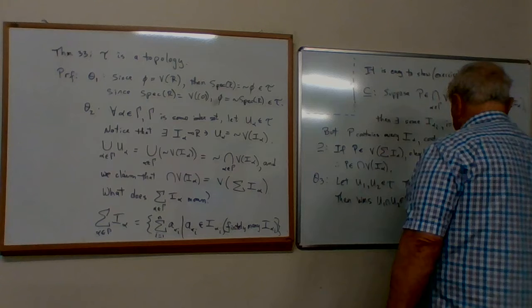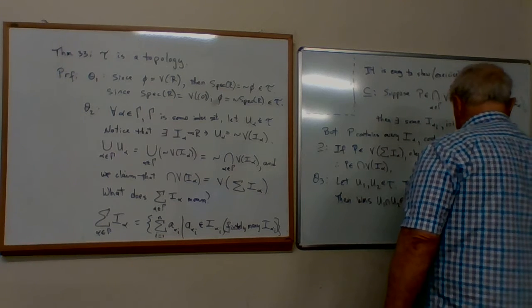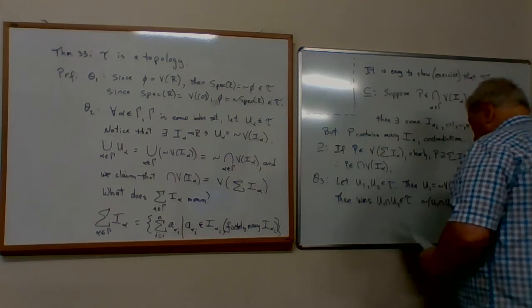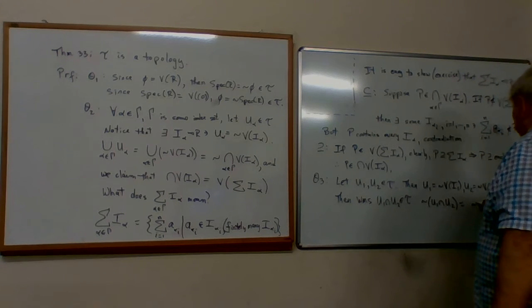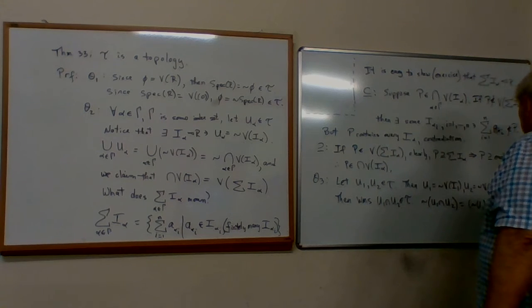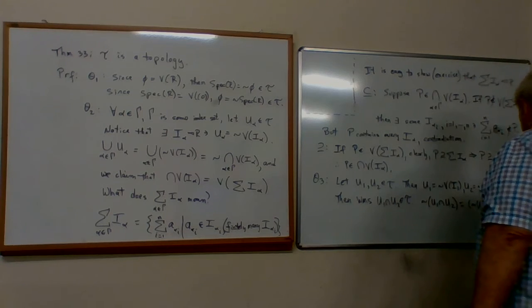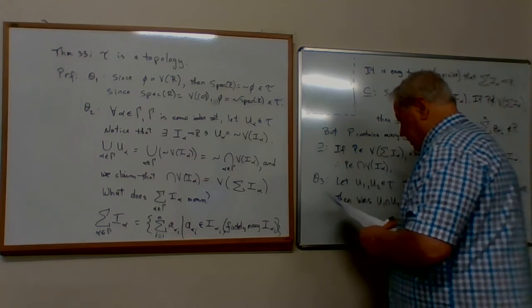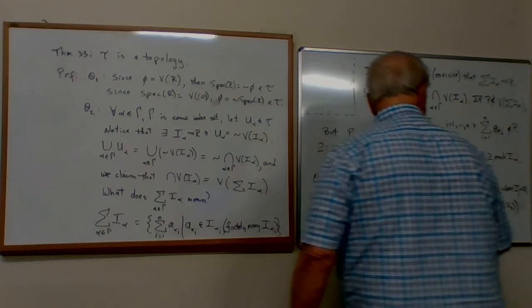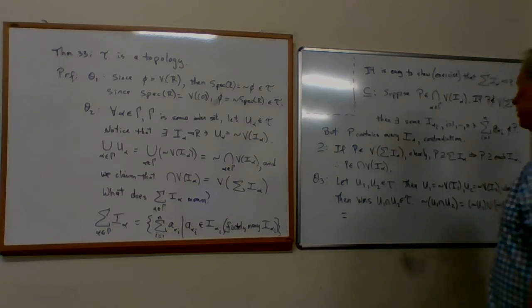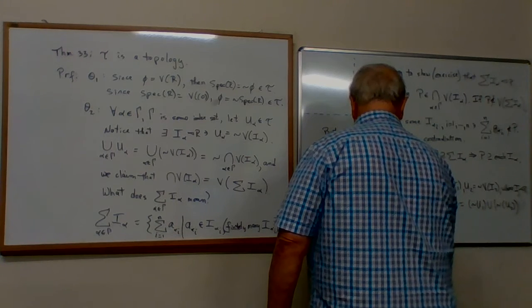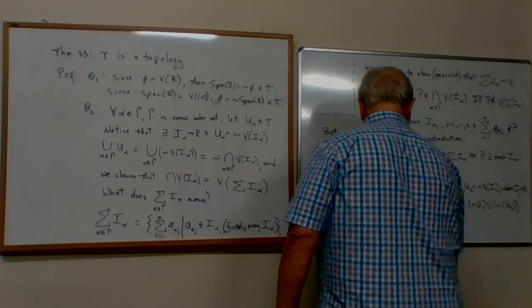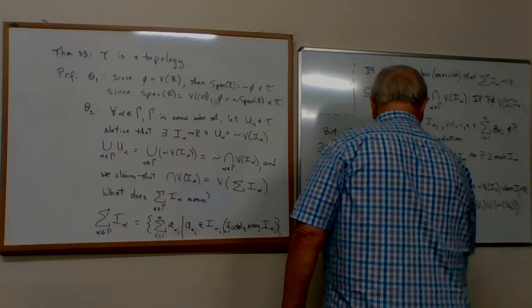The complement of U1 intersect U2 is what I'm really interested in here. And what is that equal to? By De Morgan's law again, it's the complement of U1 union the complement of U2, which by definition, the complement of U1 is V of I1, and the union of that with V of I2.